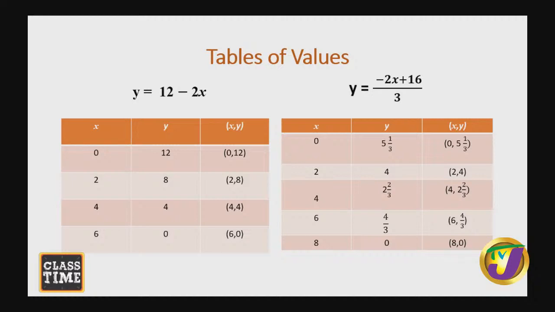And when you simplify that, 3 goes into 16 five wholes with 1 remainder. So it's 5 and 1/3, a mixed number. So when x is 2, y is 4. And when x is 4, y is 2 and 2/3. And we follow down in the same order.